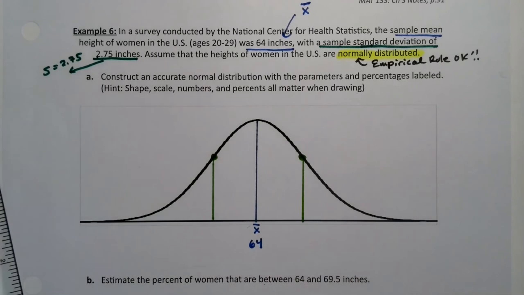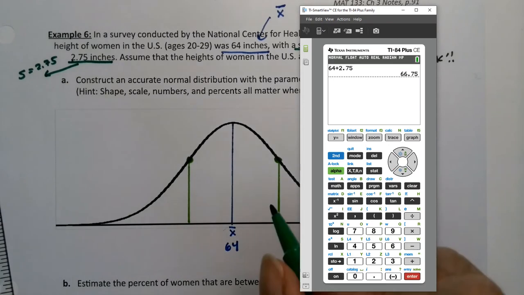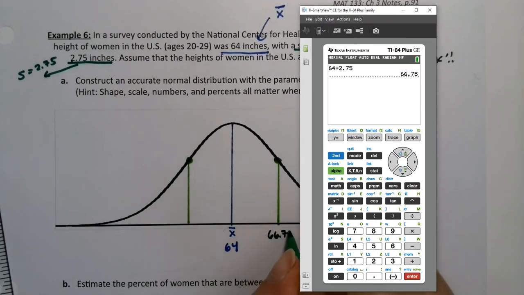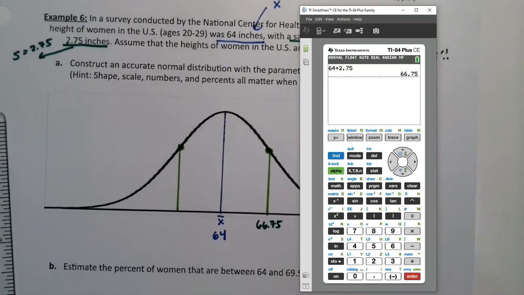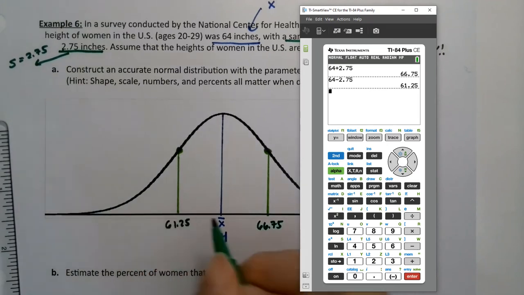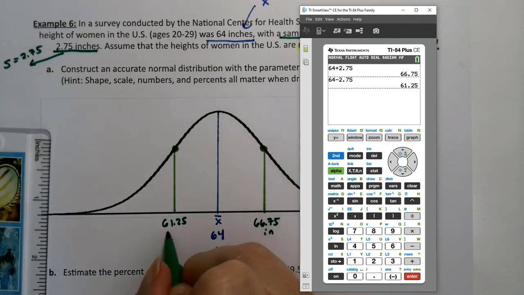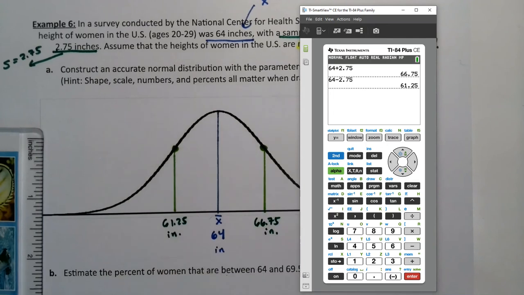So I'm going to take my 64, grab a calculator, 64 plus 2.75. There we go, 2.75. There's the next number. So this line over here is falling at 66.75. And then I can do 64 minus 2.75. That gets me 61.25. Now keep in mind the unit for all of these is inches. It's not super important right now, but we just want to keep it in mind for later.